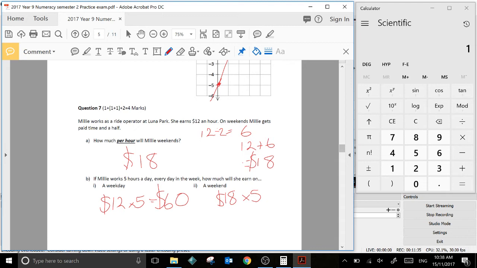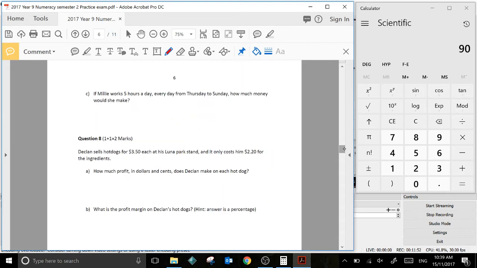Question C then says, if Millie works 5 hours a day, every day from Thursday to Sunday, how much would she make? She's working on Thursday and Friday and Saturday and Sunday. And how much is she earning on a Thursday? Well, we just did that question. She's earning $60 on a Thursday because it's a weekday. She's earning $60 on a Friday because that's also a weekday. Saturday is a weekend, so she's earning $90 on a Saturday. And Sunday is also a weekend, so she's earning $90 there.